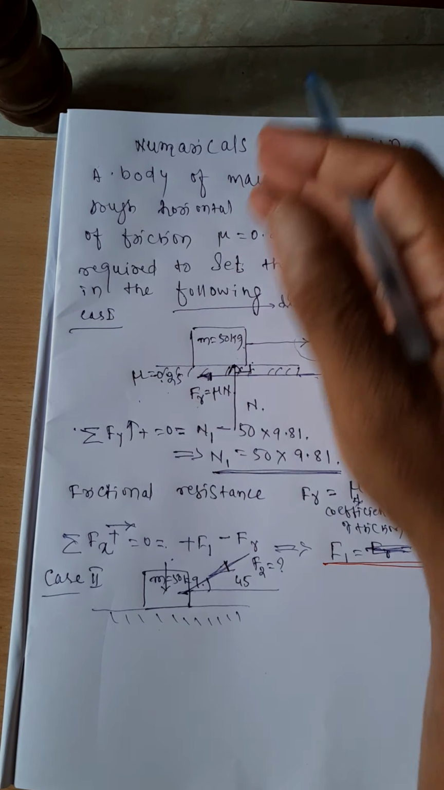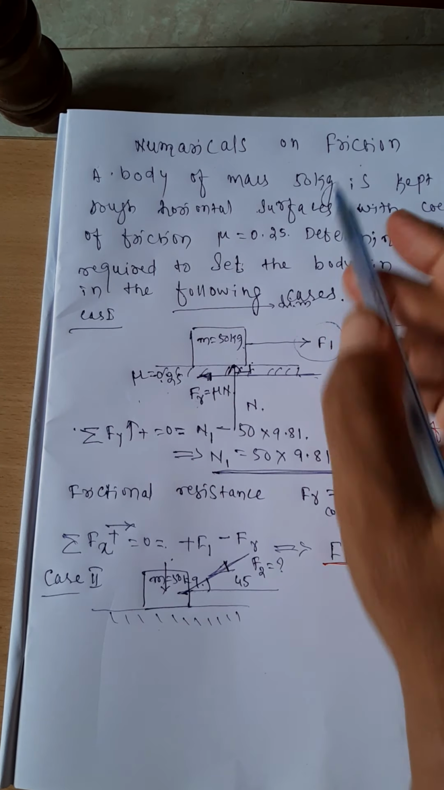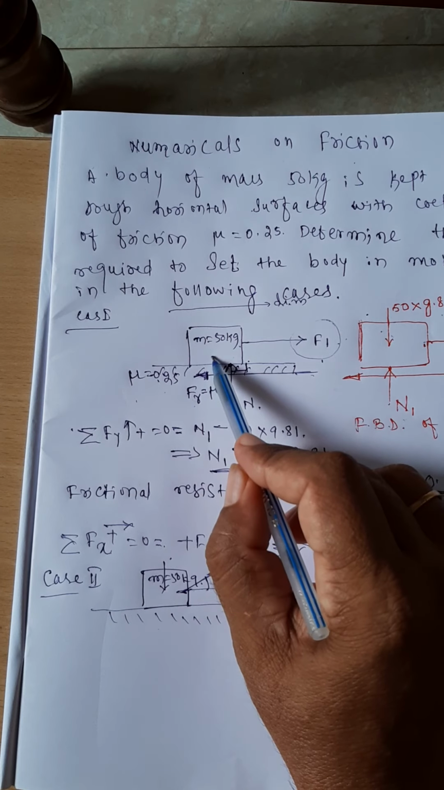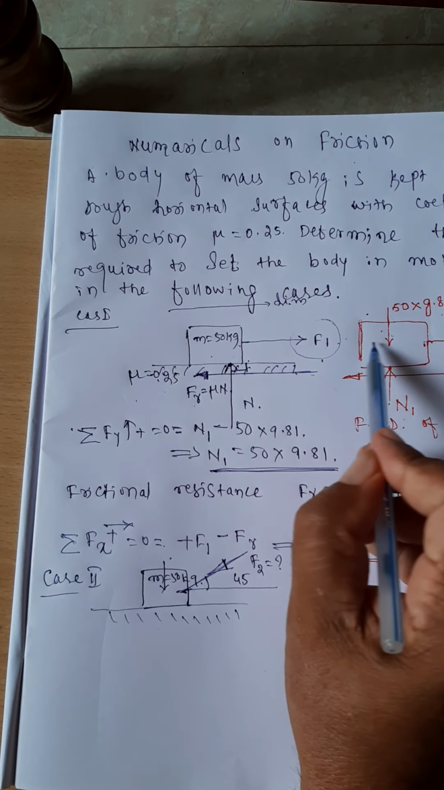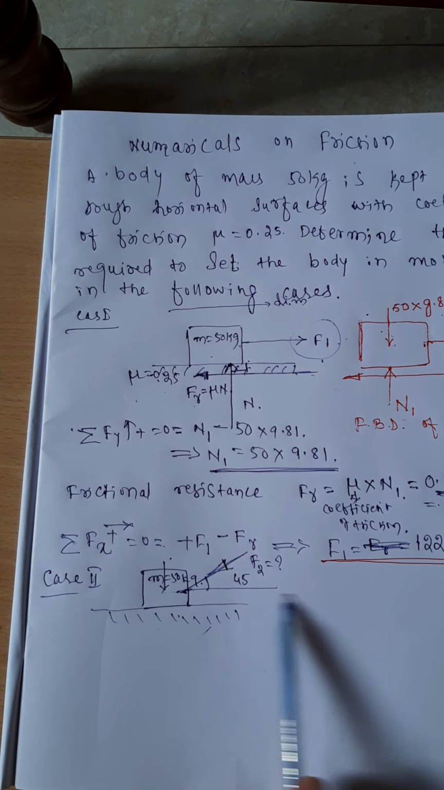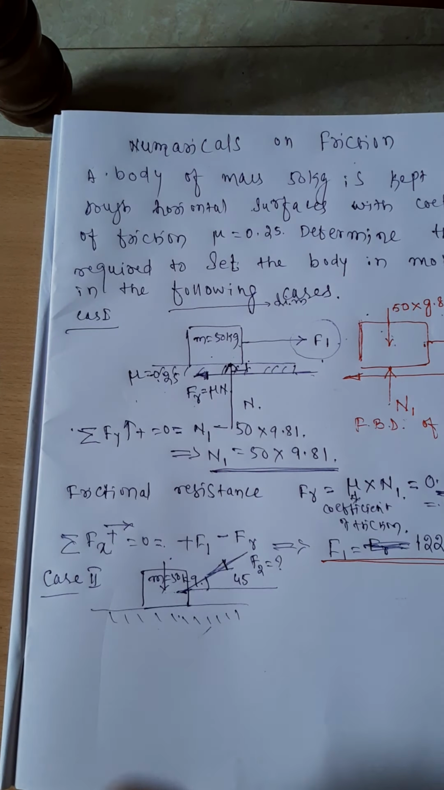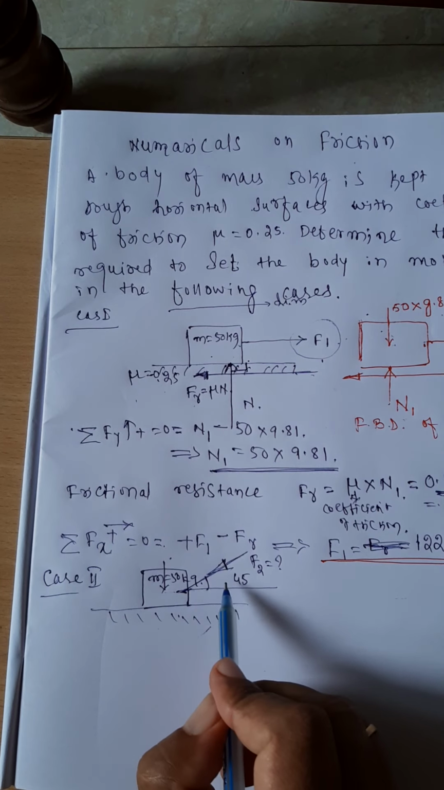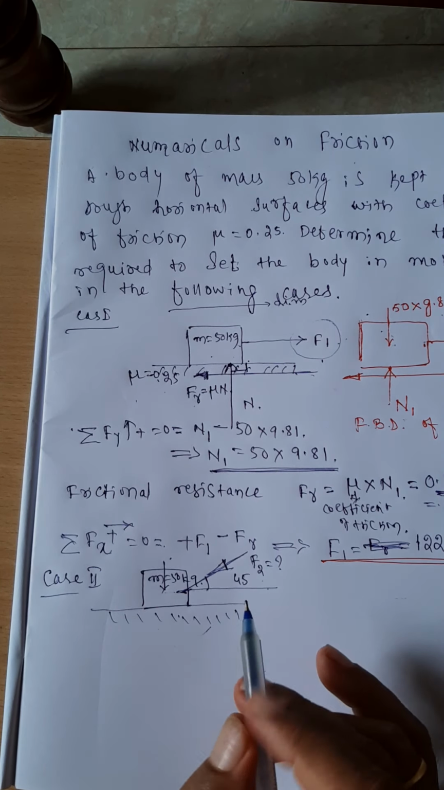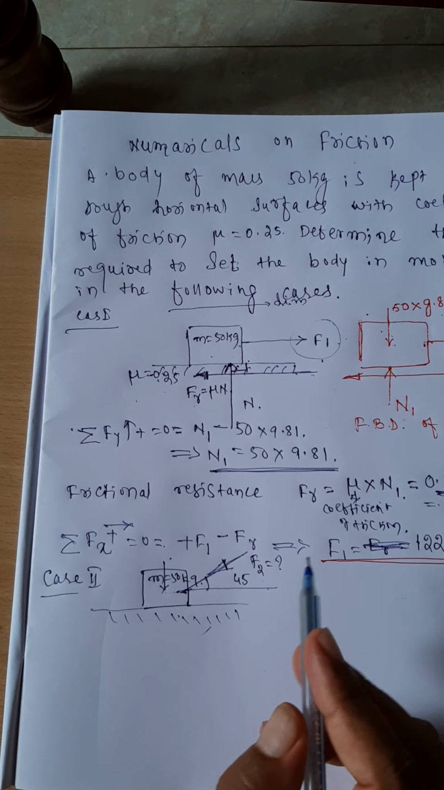This problem is different. In this problem, he is asking you what is the value of F needed to set this particular body in motion if he is applying the force like this. In the earlier case, instead of applying the force like this, he applied the force horizontally. In this case, is the force needed to set the body in motion the same or different? That we need to study. Is it all right?